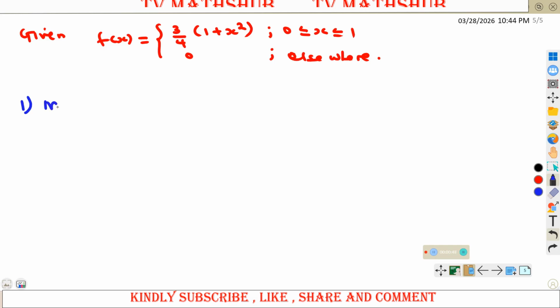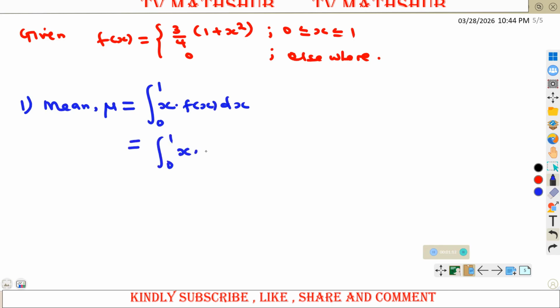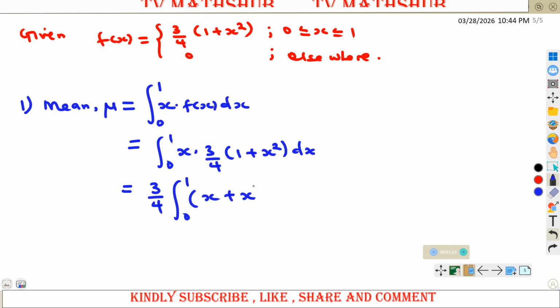So part 1, we need to look at mean. So mean, that is mu. By definition, that is same as integrating x times f of x dx. But looking at what we have as our limits, we have from 0 up to 1. So we shall have this as from 0 to 1 of x times 3 over 4 into 1 plus x squared dx. So we shall have this as 3 over 4 into the integral from 0 to 1. We shall multiply x here, so we can have x plus x to power 3, then dx.